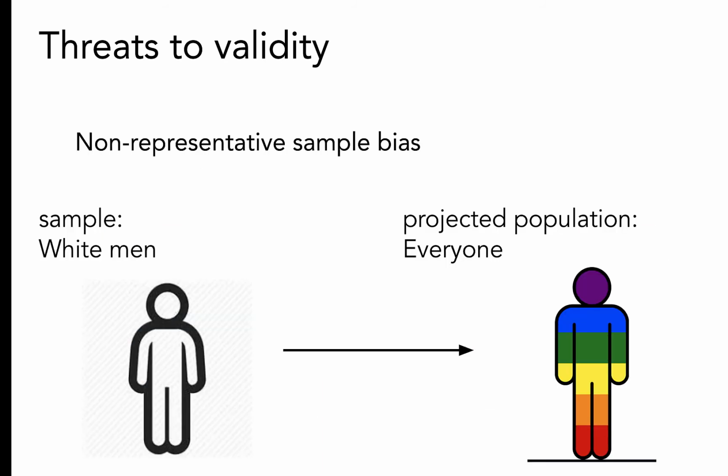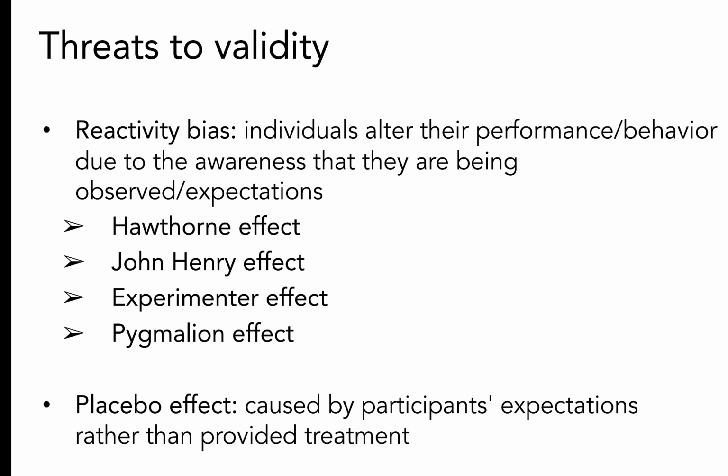Another issue could be non-representative sample bias, and this is easy to understand. If your sample is only white men and your projected population is everyone, then obviously you have a non-representative sample. And this will compromise the external validity, because whatever effect you find in white men is not going to be generalizable to the general population. A couple more threats to validity are reactivity bias and the placebo effect.